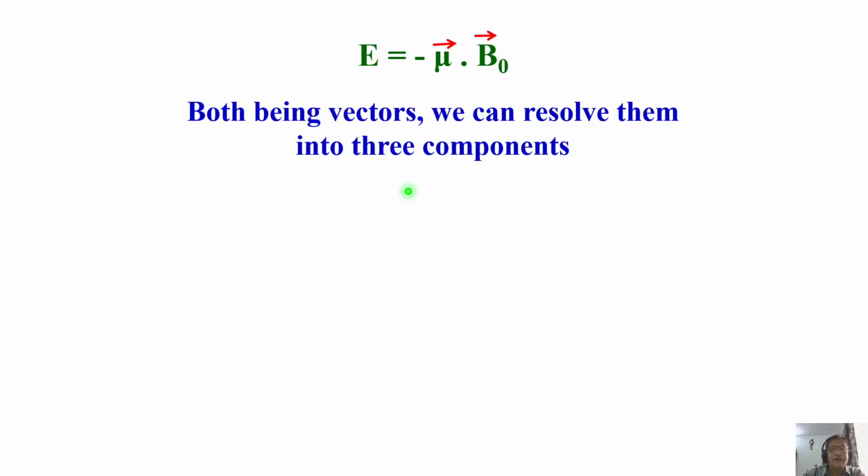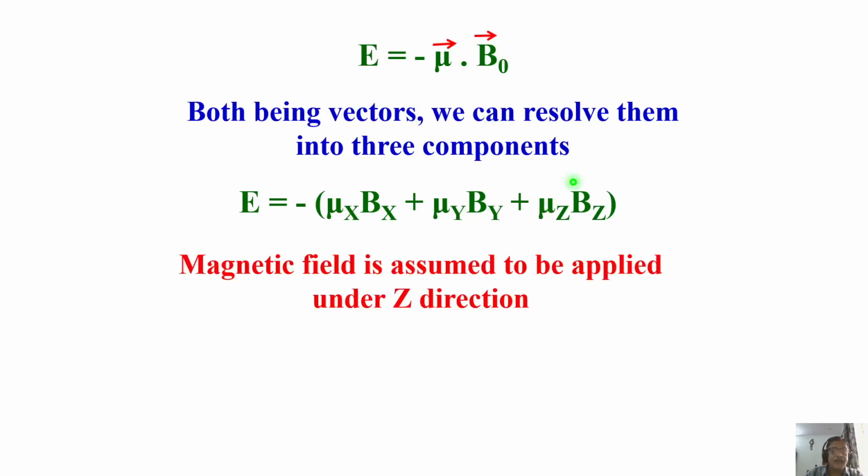So now we will work out the interaction energy for each direction of orientation, for each component of mu. But before that, as I said, mu is a vector, B is a vector. Of course, B naught is a static magnetic field. The main external magnetic field is always referred to as B naught. That's the important thing. And this being a vector, we can resolve it into three components. And it is a dot product, so you can write this as mu x Bx plus mu y By plus mu z Bz. I'm resolving these vectors, and the magnetic field is assumed to be along the z axis.